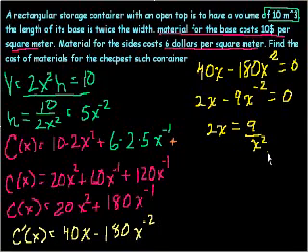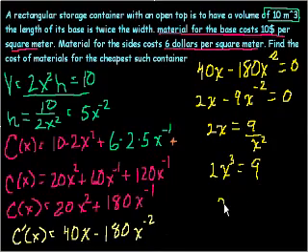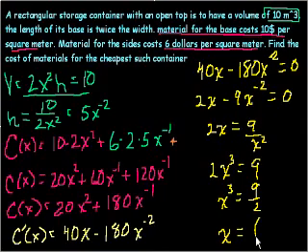Now, let's multiply both sides of this equation by x squared. And so you get 2x to the third is equal to 9, or x to the third is equal to 9 halves, or x is equal to the cube root, or we could just say 9 halves to the 1/3 power, whatever that could be. It's 4.5 to the 1/3 power.